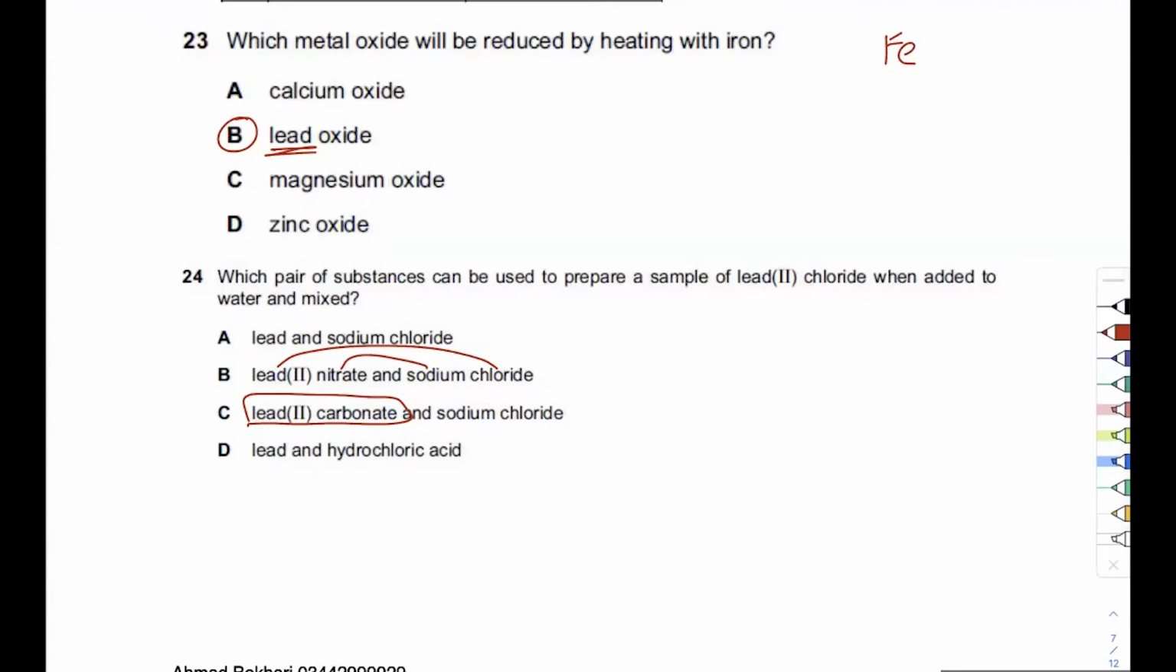Again, for this one, lead chloride, even if it's made, it's not going to be as affected. And so because of that, we're going to see.